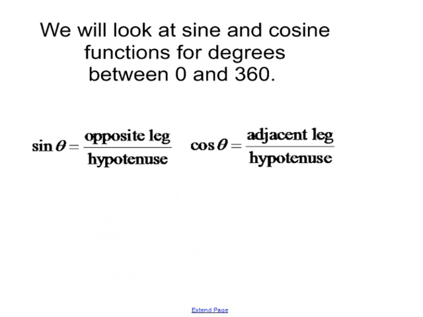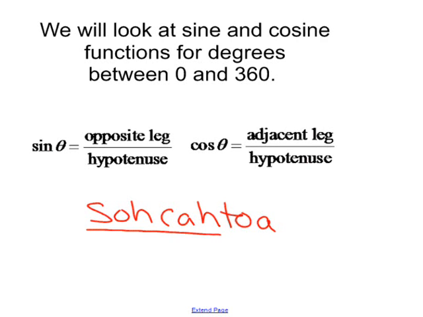All right, we're going to look at sine and cosine functions for degrees between 0 and 360. Some of us may remember SOHCAHTOA. We're going to concentrate on the SOHCA today. So sine is the opposite leg over the hypotenuse, and cosine is the adjacent leg over the hypotenuse.